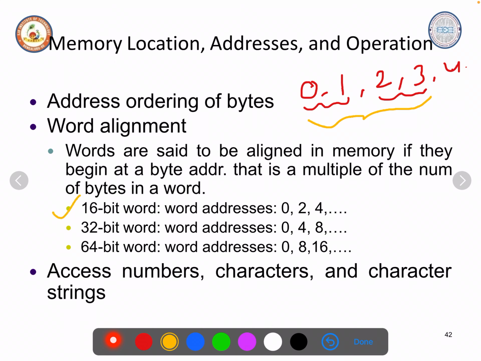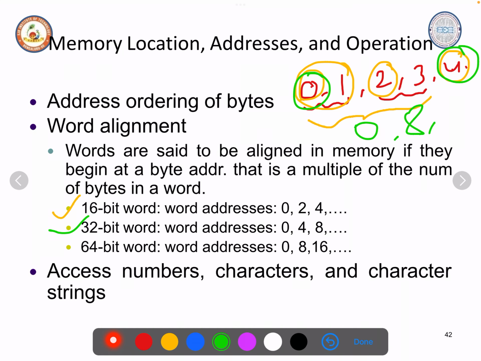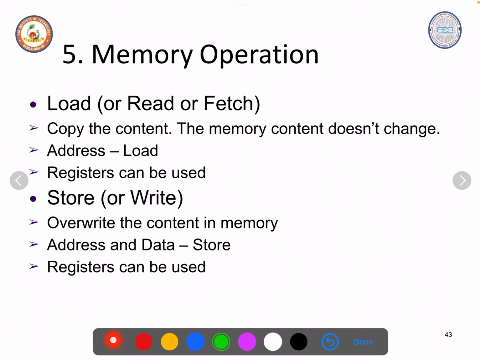So that's what 16-bit word means: the first address is 0, the second address is 2, the next address is 4 and so on. If it is a 32-bit word address, the first address is 0, the second address of the word is 4 and so on: 0, 4, 8. If it is 64-bit, 0, 8, 16 and so on. So it depends upon how much data you are storing in the memory location.